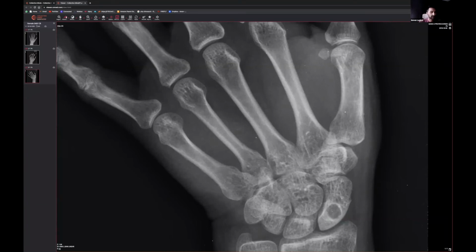So what you're looking at is, you can't say benign versus malignant. You can say aggressive versus non-aggressive. So this is a non-aggressive lesion based on the imaging findings that we have. And actually, I've seen these described as intraosseous ganglion cysts.